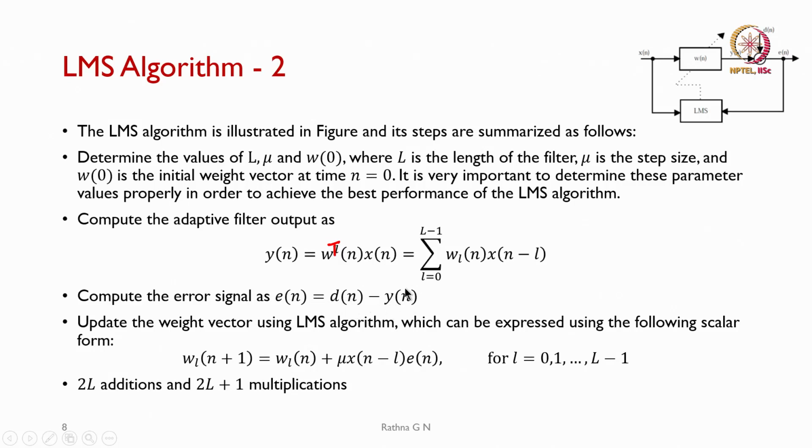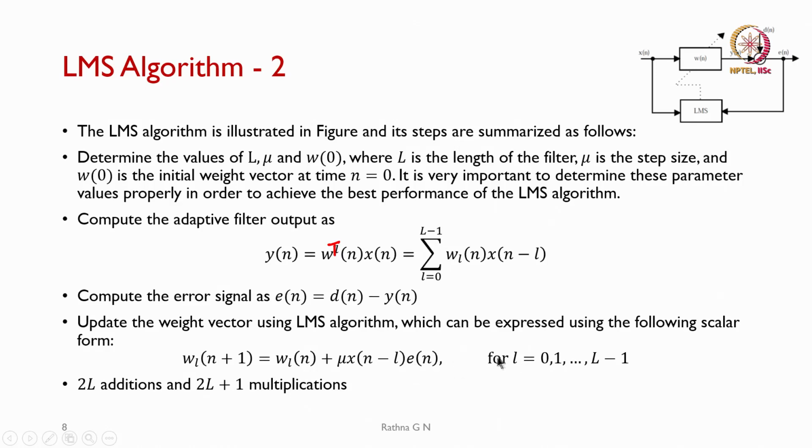Initially, as we know that y of n may be 0, the error will be very high, because we have assumed the weights to be 0 and then x of n. So the error will be high, and then you will see that once it starts coming down, it will be adapting, and the weights are adjusted. This is how we calculate it: W L of n plus 1 is given by W L of n plus mu into x of n minus L into E of n.